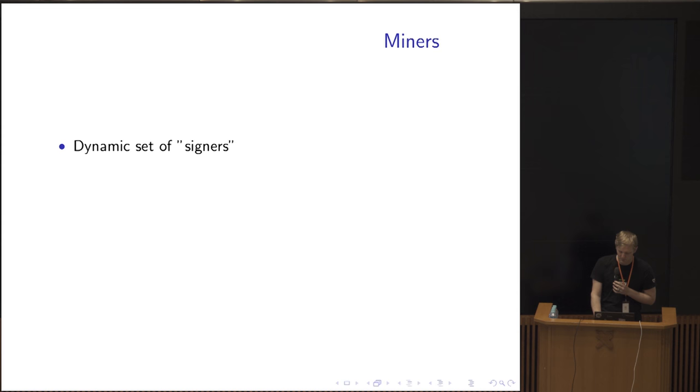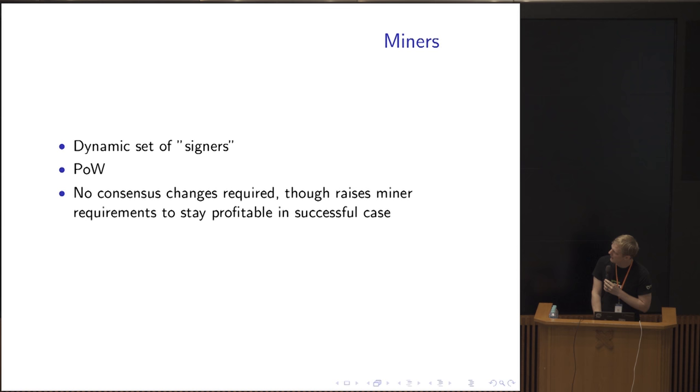With miners, the feature here is you get to retain the dynamic set of signers. In Bitcoin, miners can come and leave at will, and this allows robustness, at the cost of things like needing proof of work, which is energy intensive, but that's how you get it. I left proof of stake here just because I think it's kind of an oddball, so I'm just going to mention it.